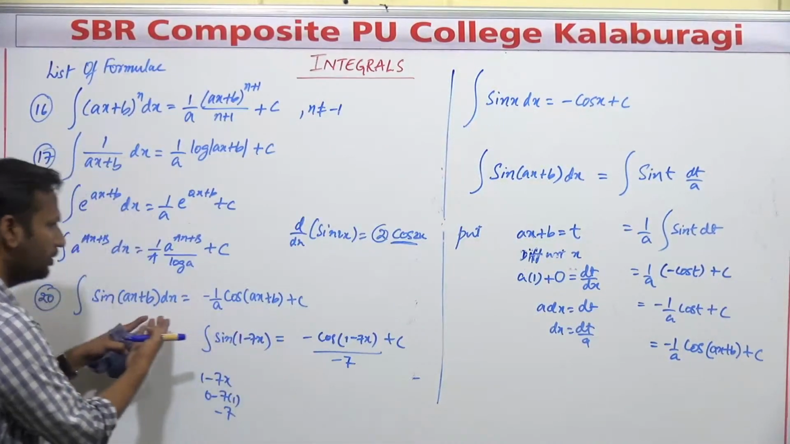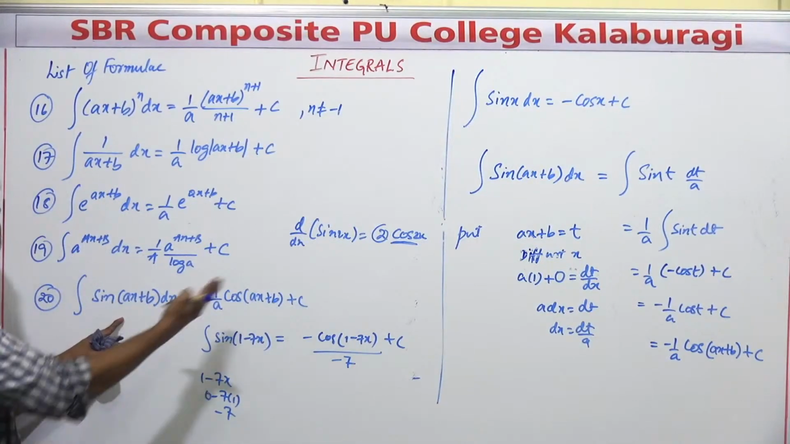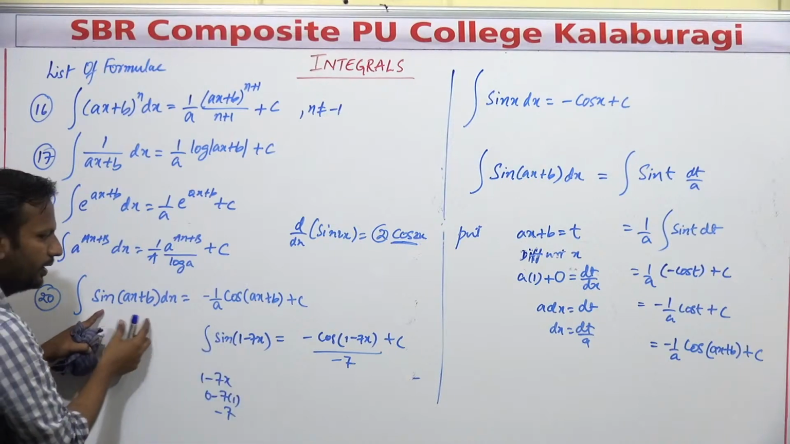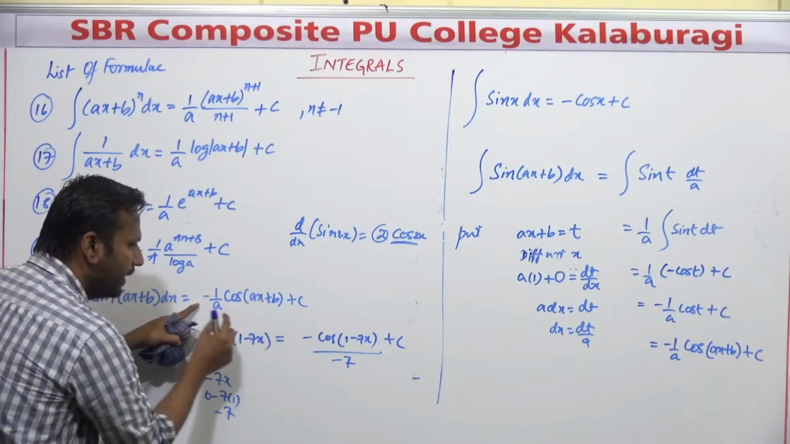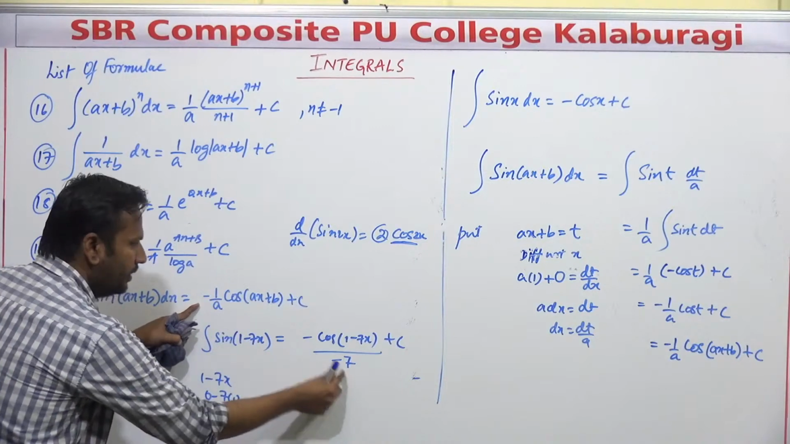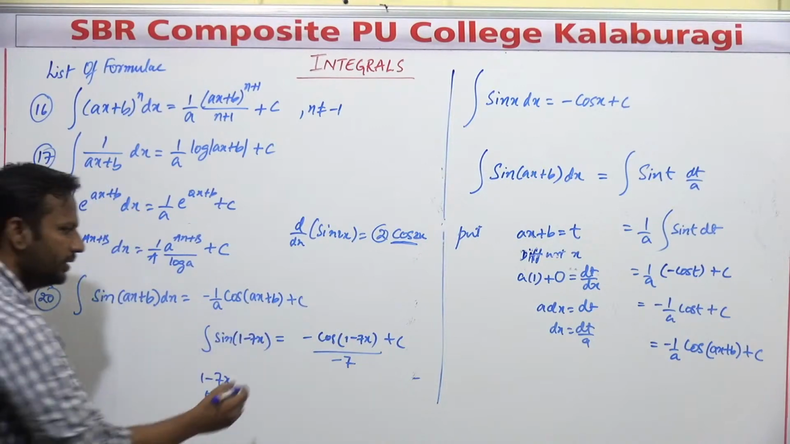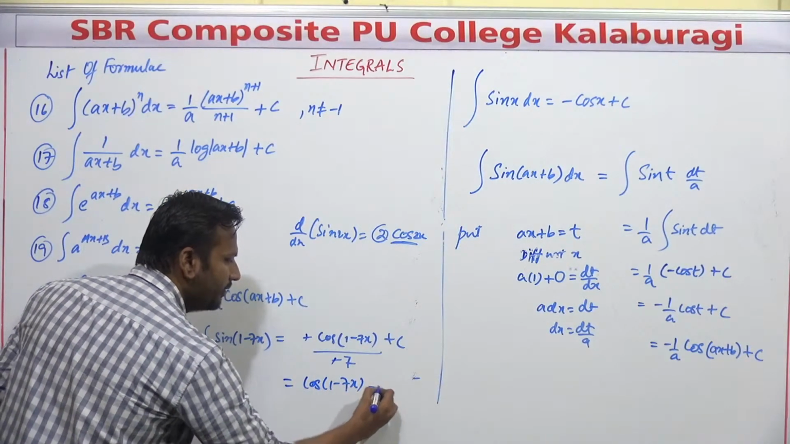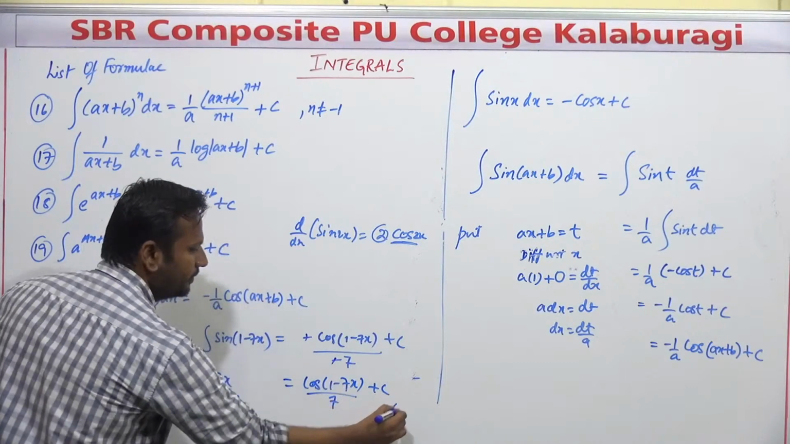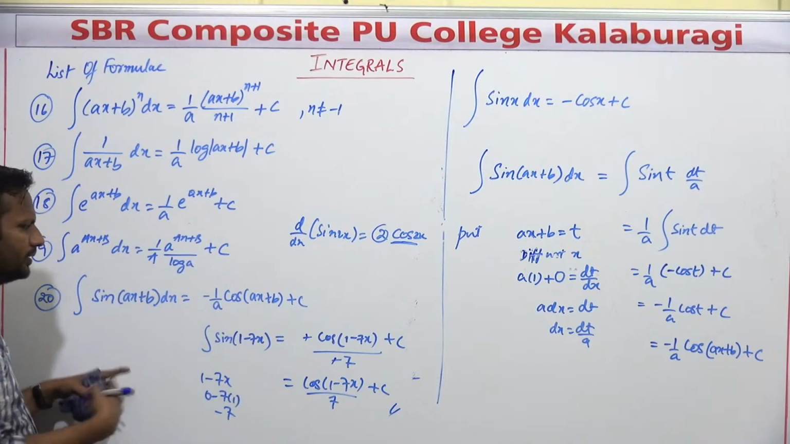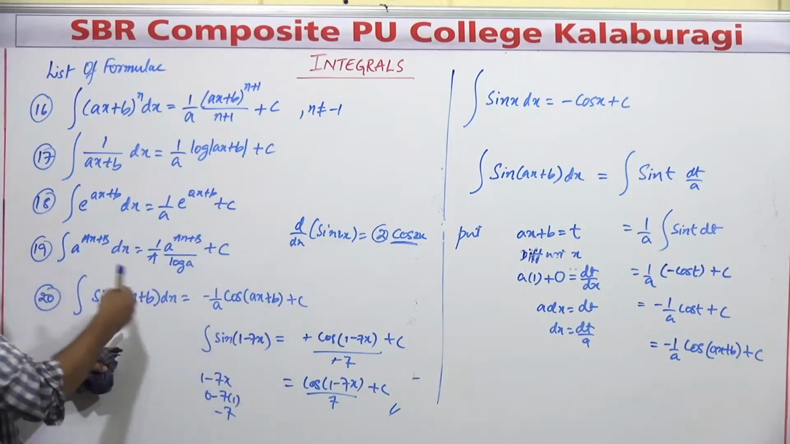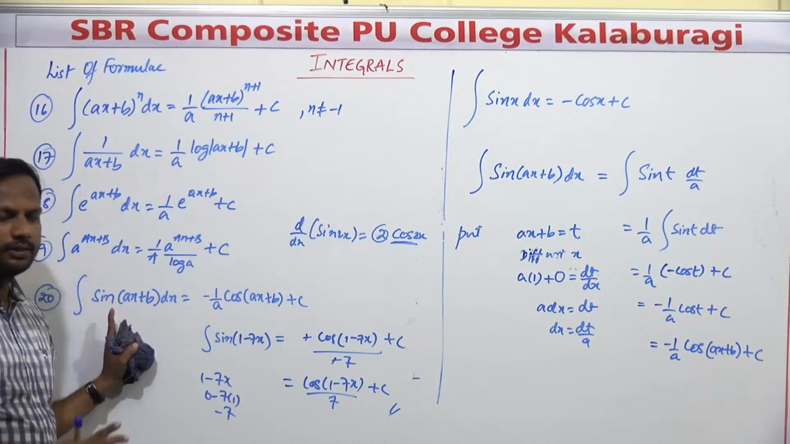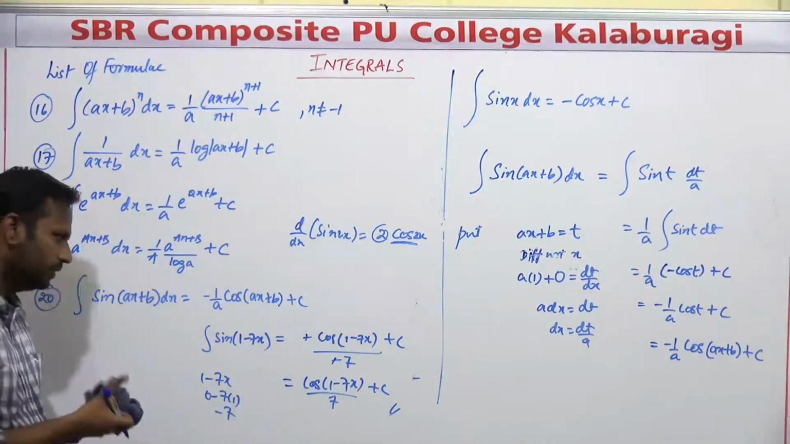So why, sir? Because we just proved it by the method of substitution. The integration of sin of ax plus b, just compare with this. It is minus 1 by a, and a is minus 7 here, into cos of 1 minus 7x plus c. Got it? Here the minus minus cancels. So totally it will be 1 by 7 cos of 1 minus 7x plus c. Got it? Just remember, it is the same as that one, but find the inner function and differentiate it. That too, the inner function should be a linear expression. Got it?